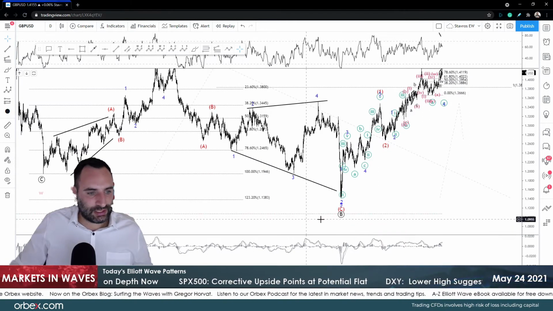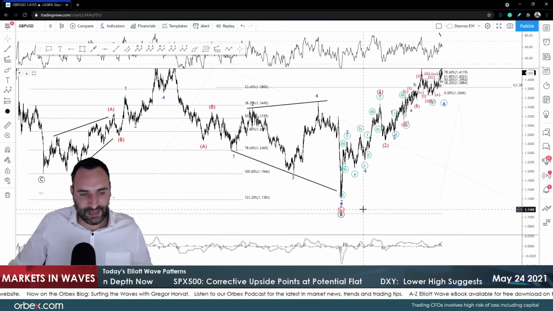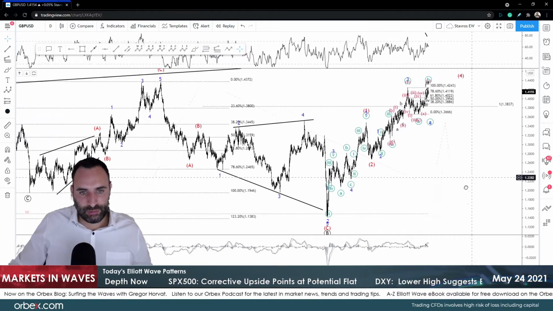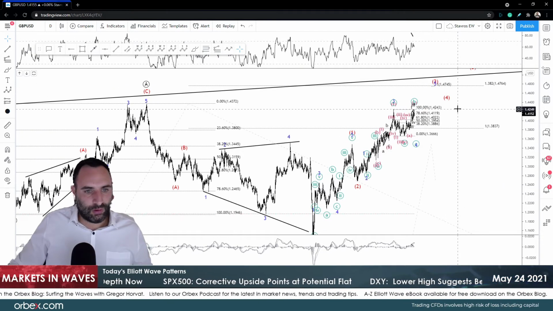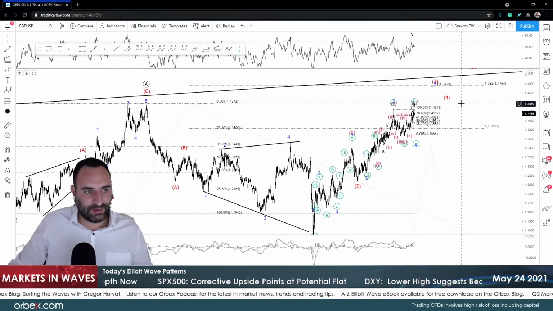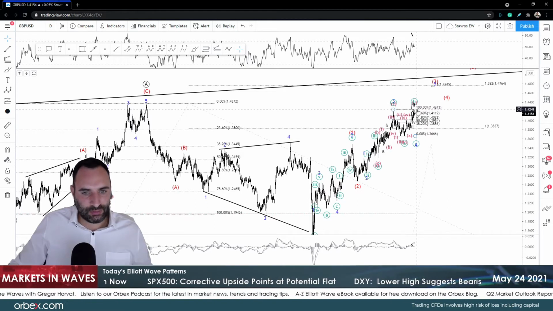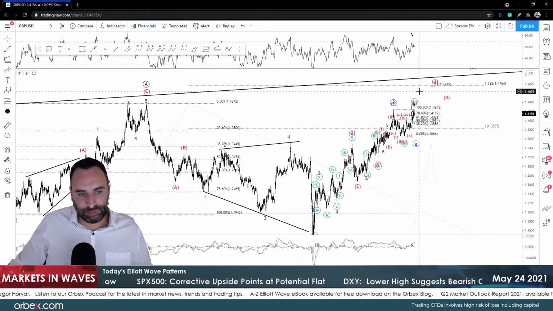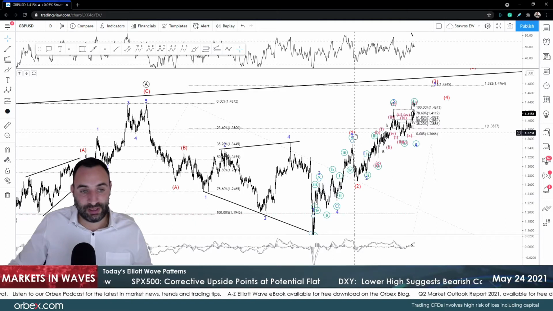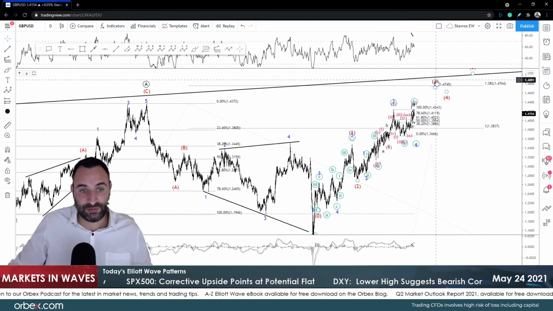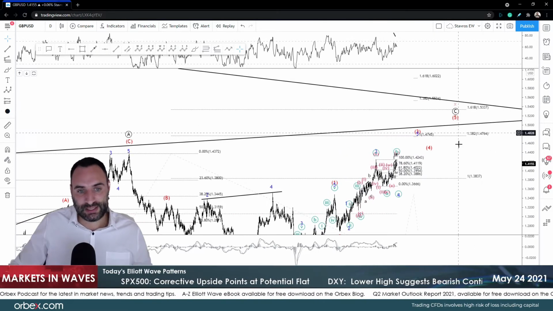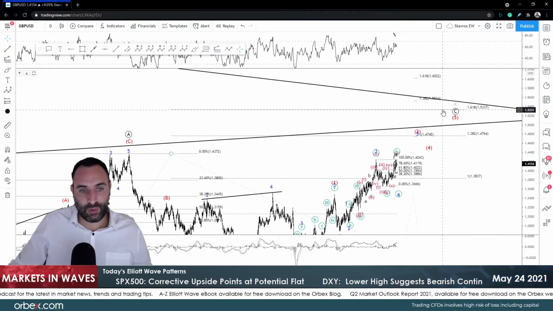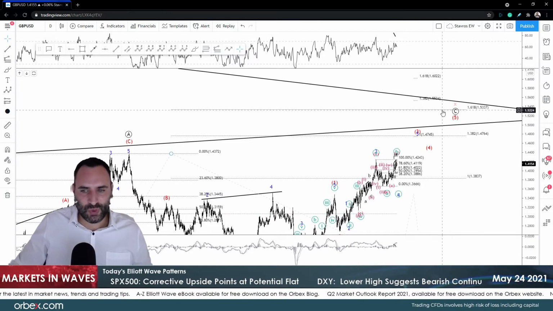As you can see, I'm assuming that wave X is either going to be a running flat or an expanding flat, but it looks to me like it's going to be an expanding flat, because a running flat would have finished around that level. Due to the structure of this move to the upside, I'm looking at wave 1 here, right? So we're still not even in wave 3, which means we can extend up to wave 5 or wave X. Now the 161 extension brings us to 153.